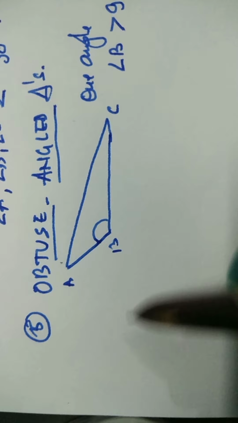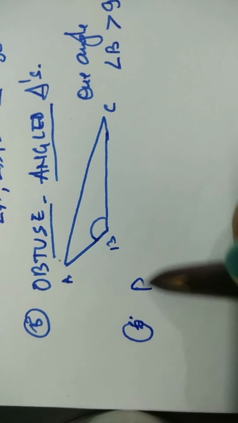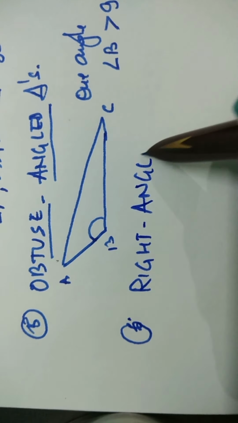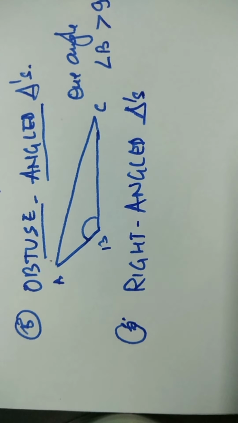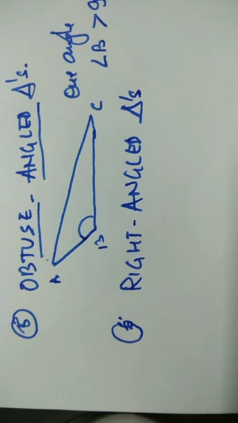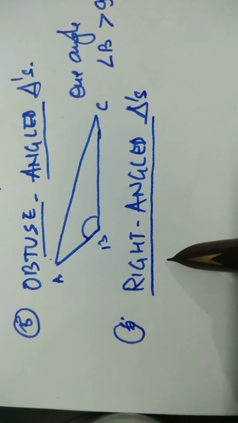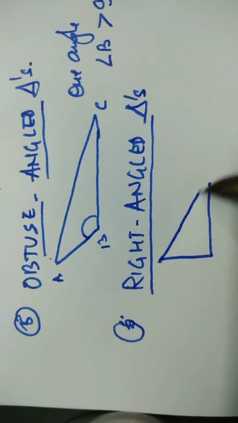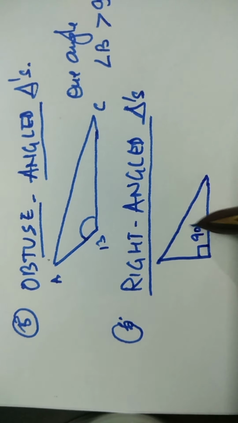Then the last one, and the most important one, is a right angled triangle. What is a right angle triangle? Right angle triangles are those triangles where one angle is equal to 90 degrees. Here you can see that this angle is equal to 90 degrees.